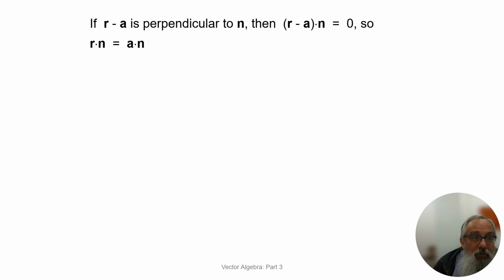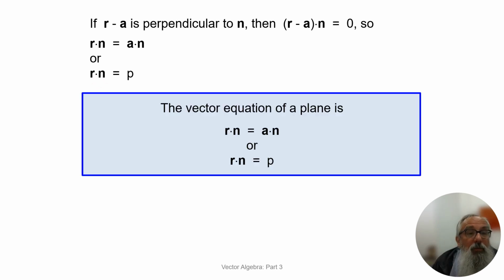So the definition of the plane is simply this: R dot n is equal to A dot n, or R dot n is equal to p, a scalar. Remember, this dot product is a scalar, it produces a constant number, and R, we don't expand that because R is our general x, y, z coordinates in Cartesian. So that is the equation of the plane. Those two are different formats of the same equation for the equation of a plane.